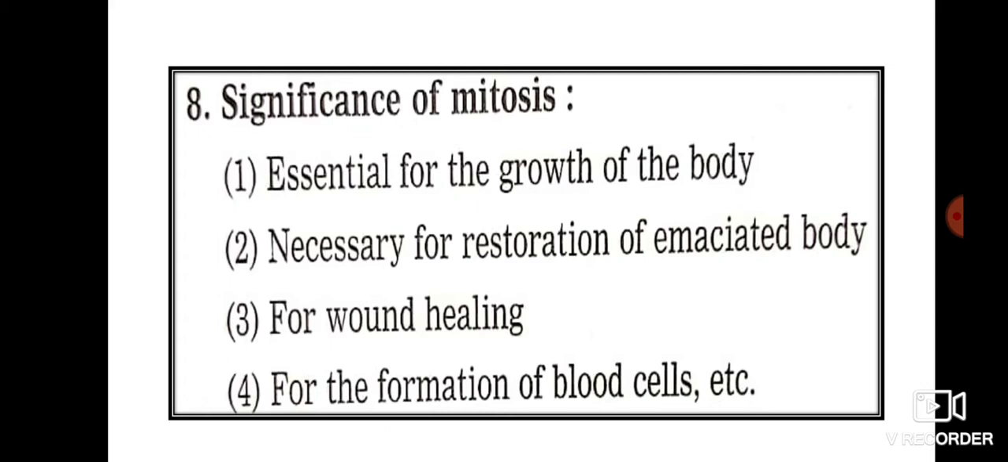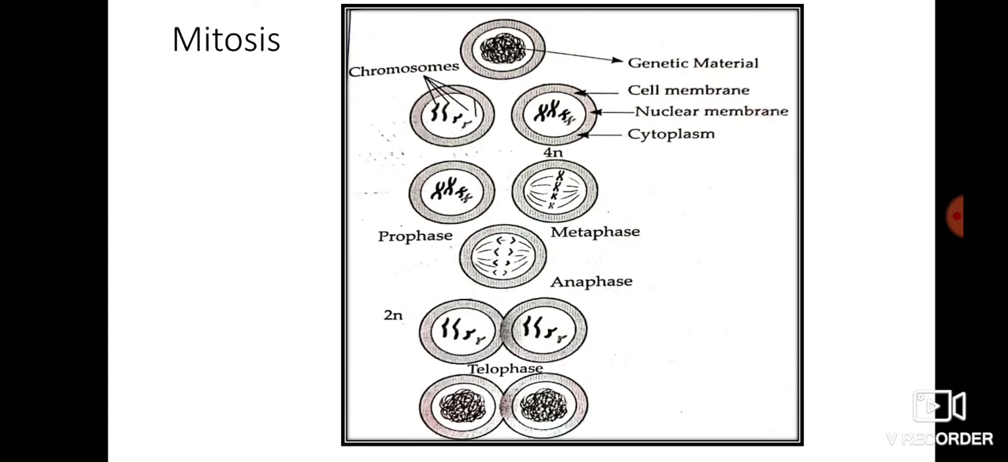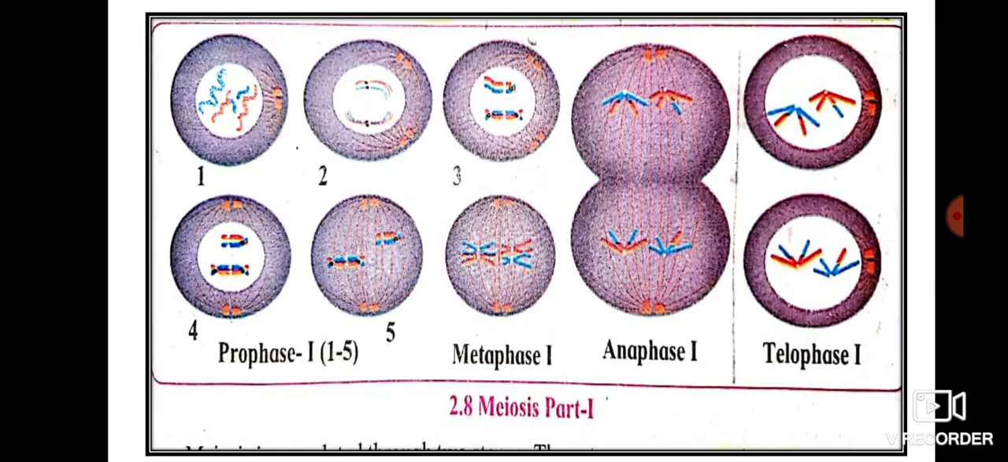So we saw how mitosis takes place. Here you can go through the diagram. This diagram is there in the textbook also. Very important for you to go through these and understand the different phases of it. Now we finish with mitosis and now we go with meiosis.